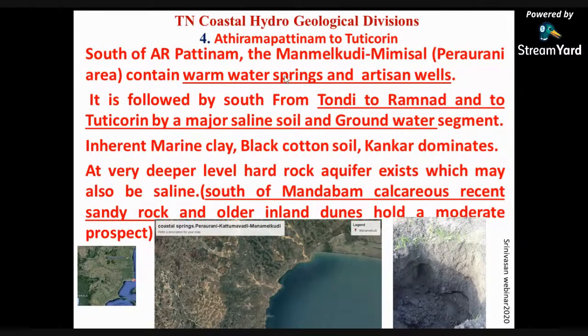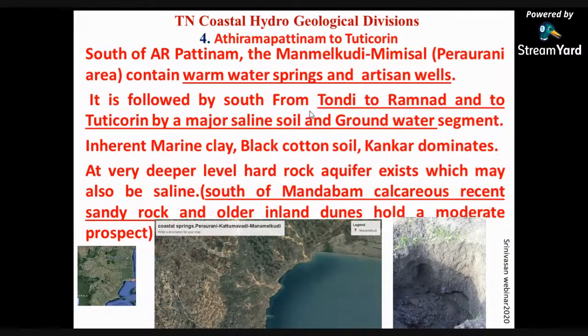You may be surprised, sir, in Tamil Nadu, where is the warm water spring? So the warm water springs are there in this Peraurani or Tirtharaipundi area. Oh, 40 degrees Celsius or 50, 60 degrees Celsius it will be there. Then self-flowing. This is the only place where you get warm water artesian wells very near the coast. Then when we travel down south, the situation totally changes.